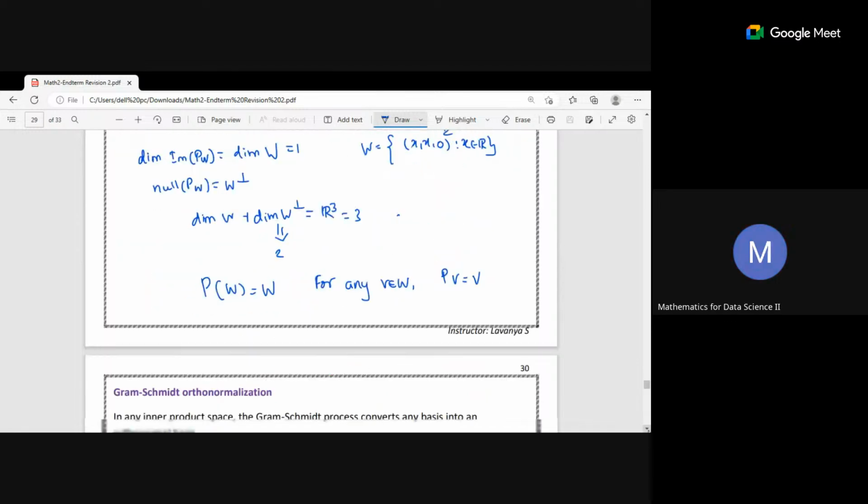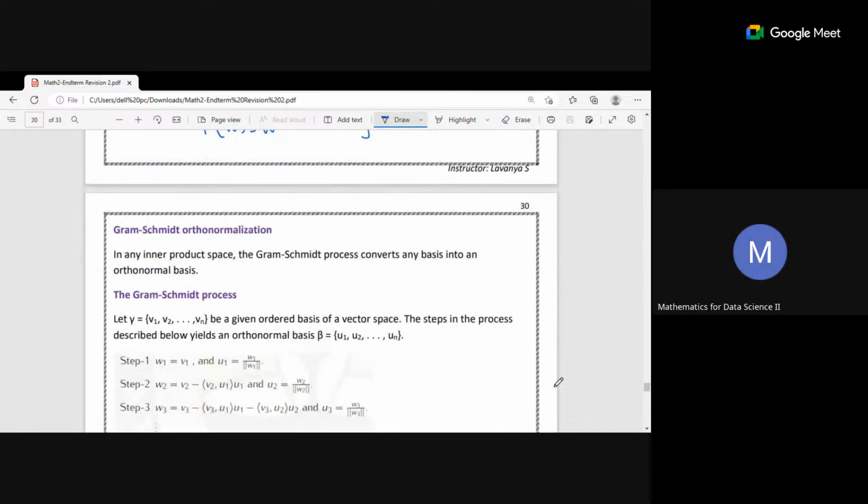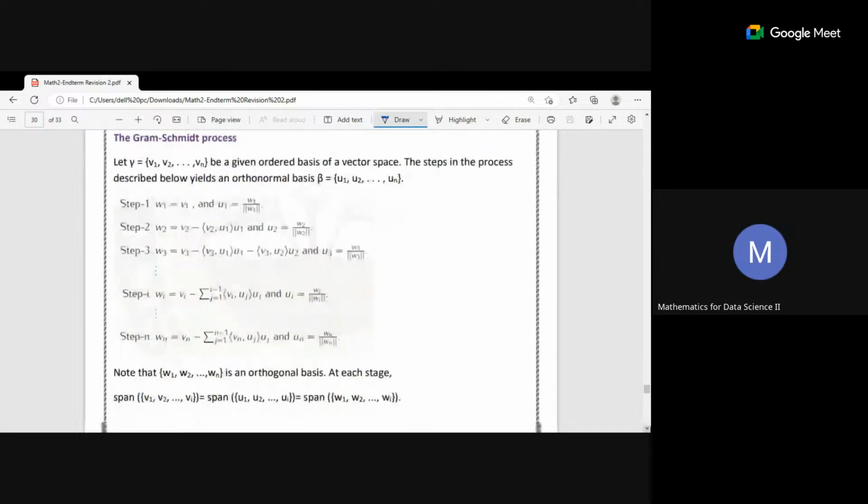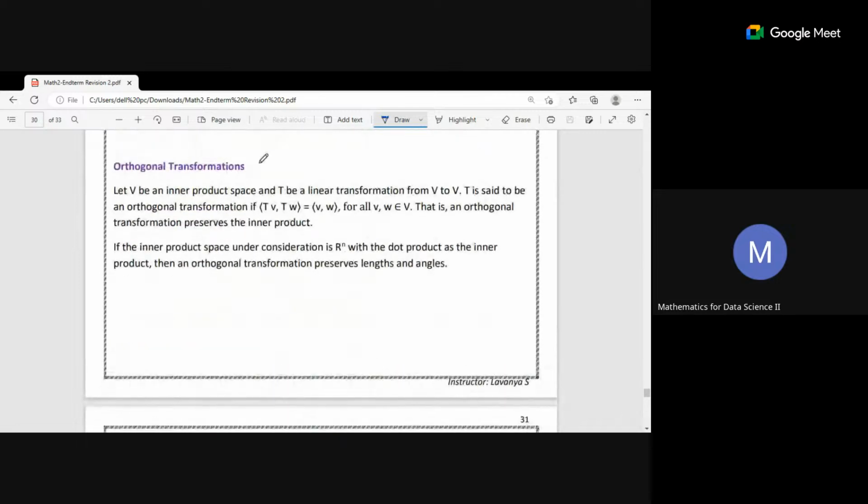Okay, fine. So the Gram-Schmidt process, it is just a formula, so I'm not going to explain anything here. Please go through the formula. The last topic here is orthogonal transformations. Orthogonal transformation means inner product TV comma TW is equal to inner product V comma W. Any transformation satisfying this property is called an orthogonal transformation. It preserves inner product, so it is going to preserve length and angles.